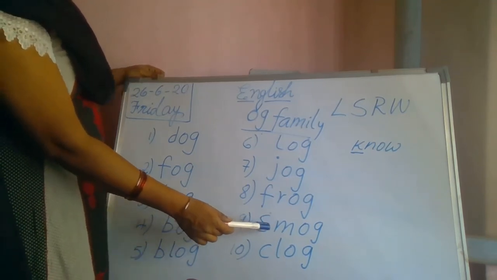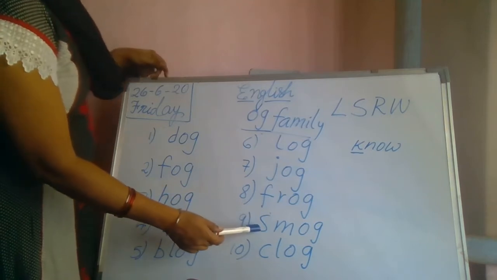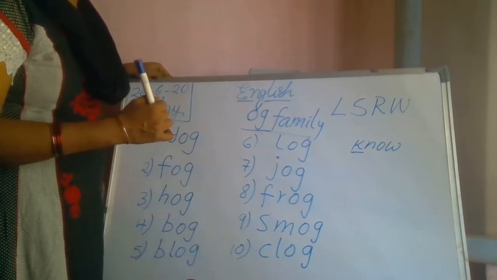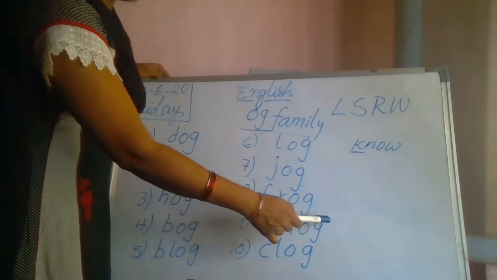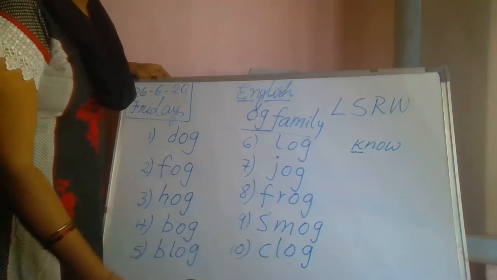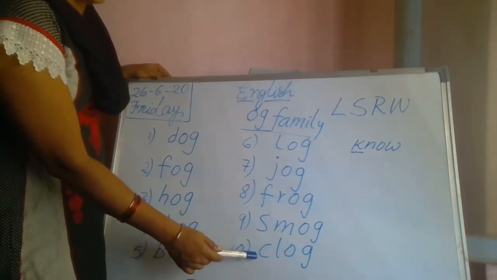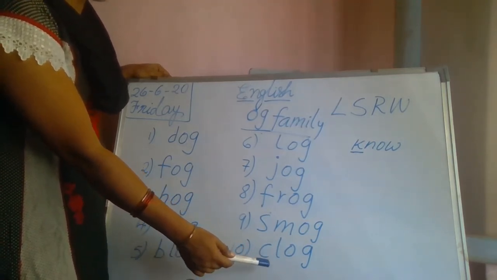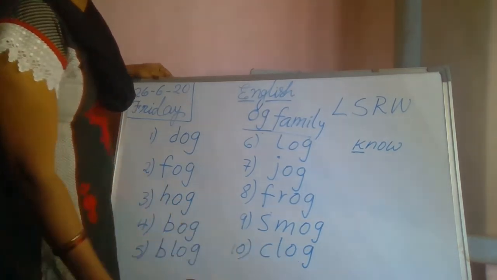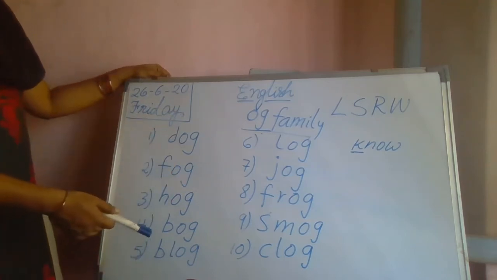Next, S M O G, smog. Here S gives the sa sound and M gives the ma sound. If we join these two letters, the sma sound comes. If we join this sma to the og family, how can we pronounce it? S M O G, smog. Next and final word, C L O G, clog. C gives the ka sound and L gives the la sound. If we join this C L, cl. If we join C L with the og family, clog. C-L-O-G, clog.